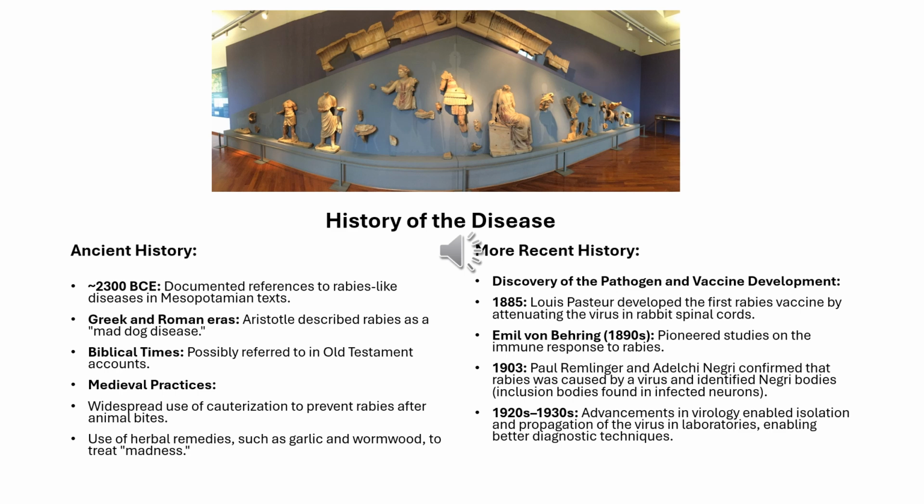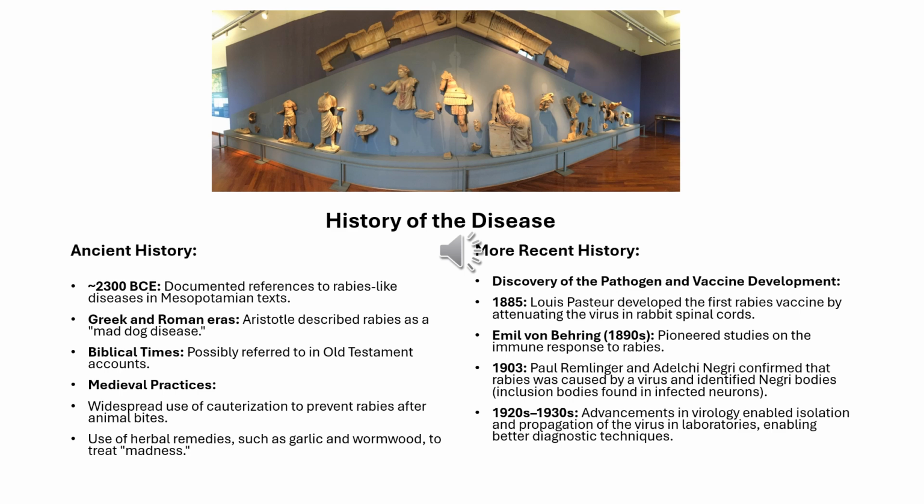So, a little more about the history of rabies. We'll talk about ancient history and more recent history. Rabies actually goes back to around 2300 BCE. There were references to rabies-like diseases in ancient Mesopotamian texts.